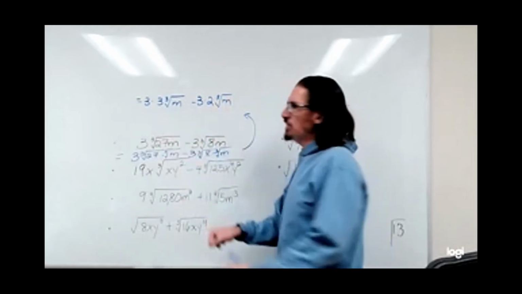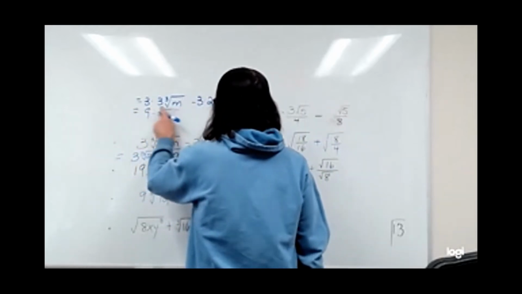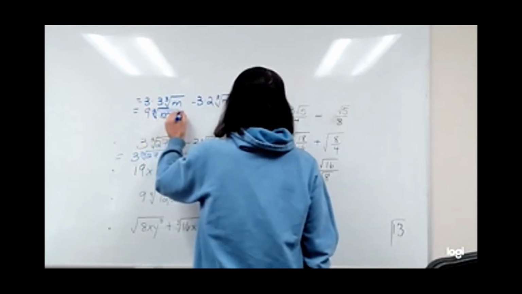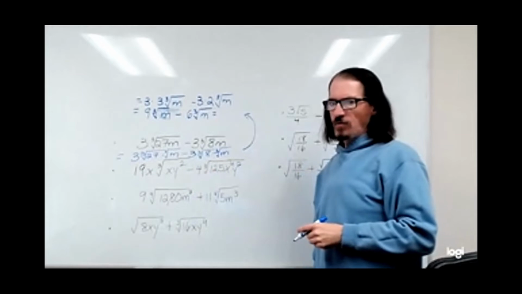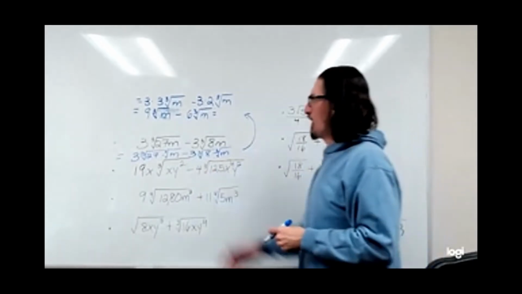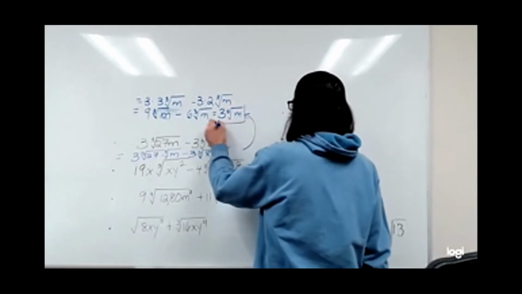So doing that multiplication, we've got 9 times the cube root of m minus 6 times the cube root of m. Now we're looking at like radicals, and we'd say that 9 minus 6 is 3. So 3 times cube root of m for our final answer.